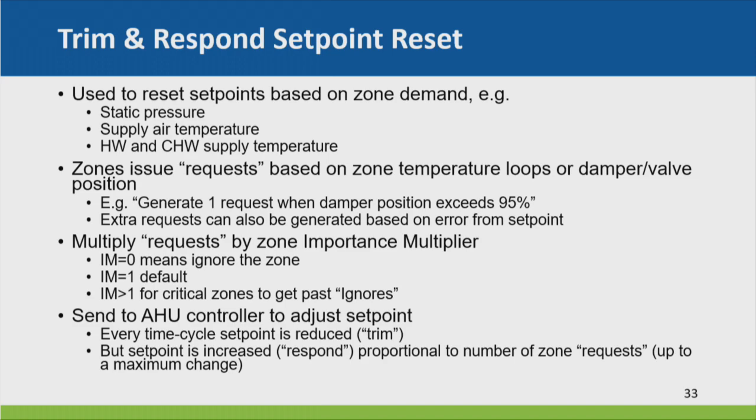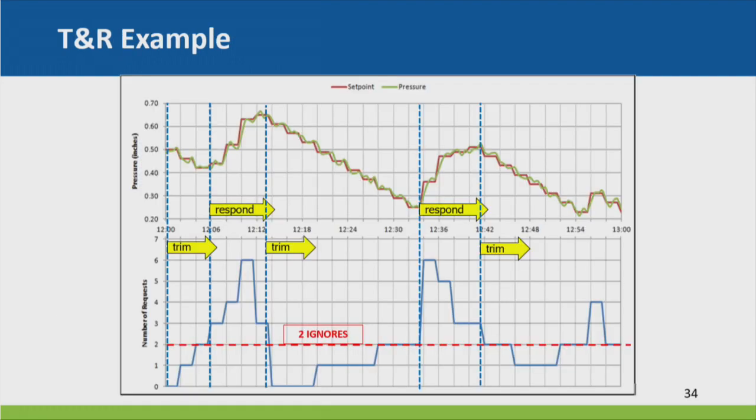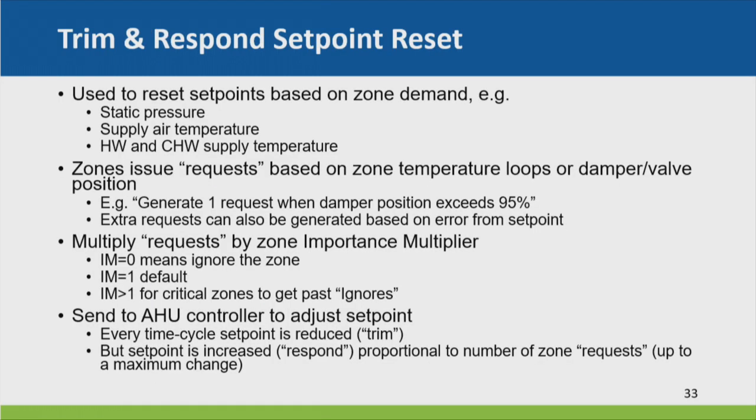All right, so I generate a request when I exceed some amount, and then I drop off the request later. And one of the powerful things about the trim and respond idea is that we can put importance multipliers on the zones. So if you have an importance multiplier of 0, it means I don't care what you want. I'm not going to make the whole system deal with your irresponsible request.